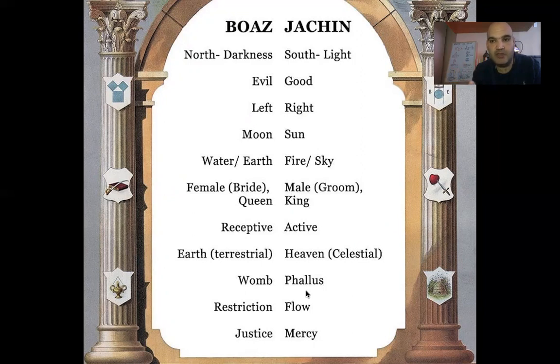In simple terms, it relates to polarity, so masculine, feminine, good, evil, left and right, the moon and the sun, water and earth, fire and the sky, female bride, male groom, receptive, active, earth, heaven, womb, phallus, restriction, flow, justice, and mercy. So yeah, like I said, these 2 pillars just symbolize polarity or opposition, or like a yin yang concept.